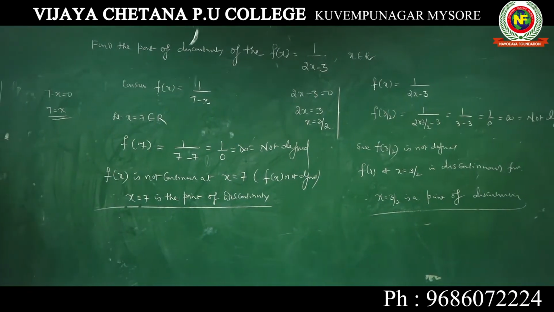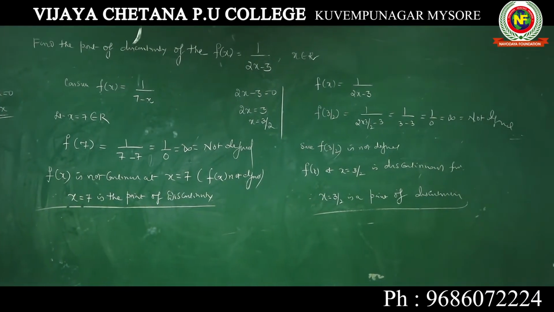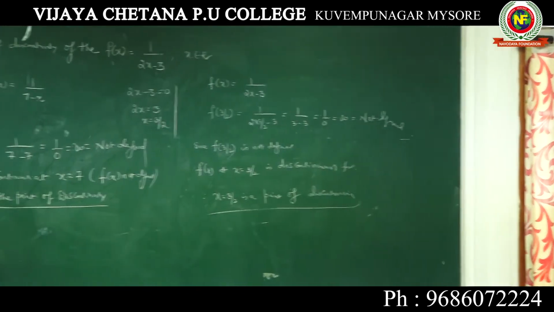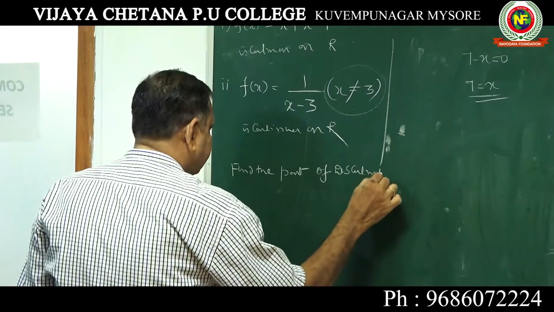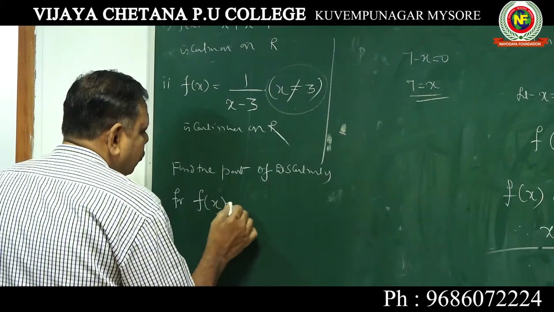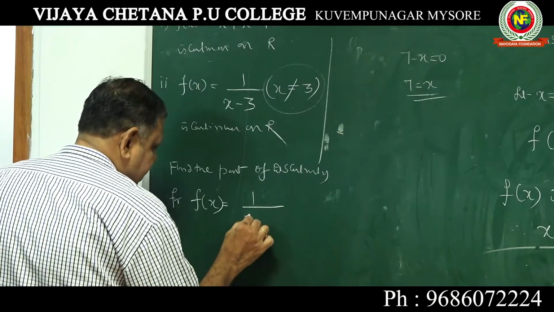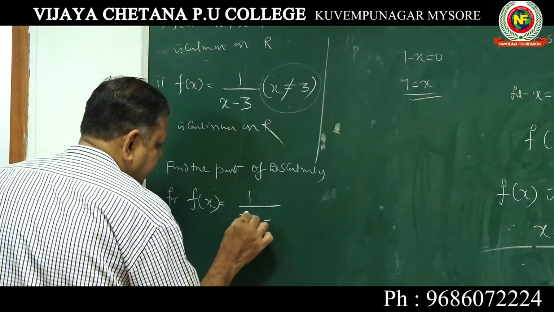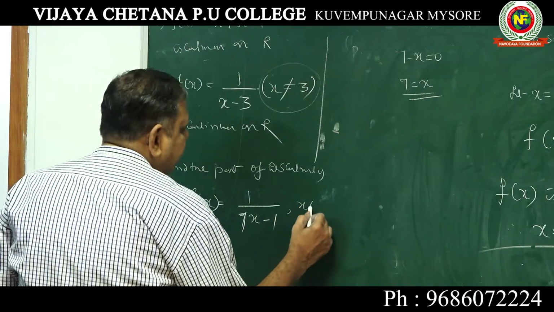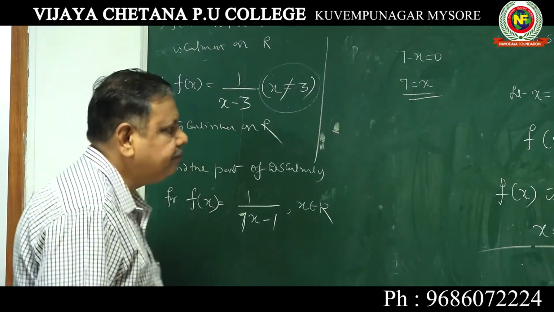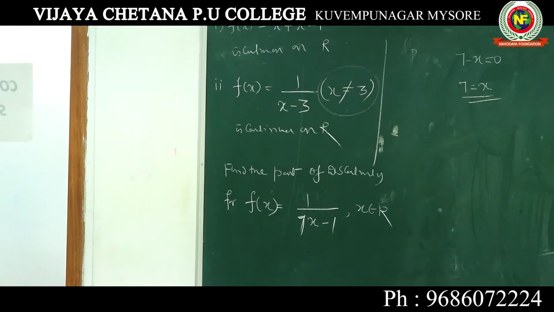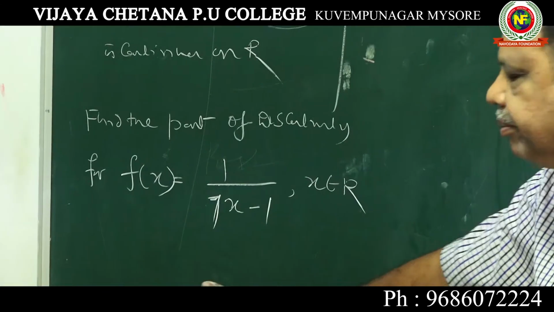And also take one more problem, to find the point of discontinuity. One more problem for continuity: f(x) is equal to 1 over 7x minus 1, 7x minus 1, x belonging to R. So please find out for which point it is discontinuous. That's 1 mark. 1 by 7 is the point of discontinuity.